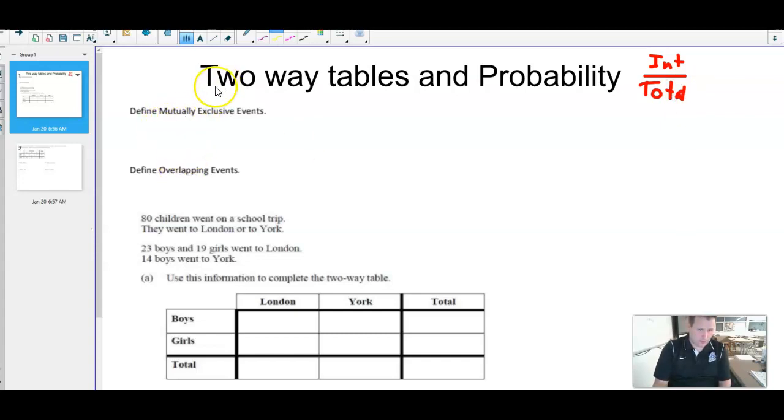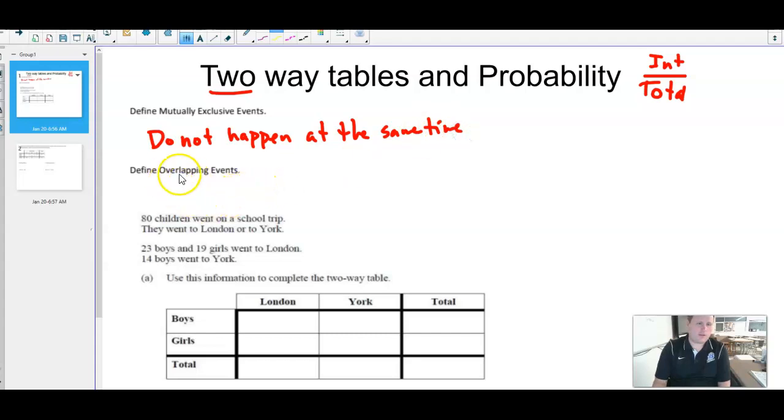Guys, we're always going to have, and this is why we're using two-way tables, mutually exclusive events or overlapping events. Mutually exclusive events are events that do not occur at the same time. So that would be mutually exclusive, and then overlapping, they do happen at the same time.